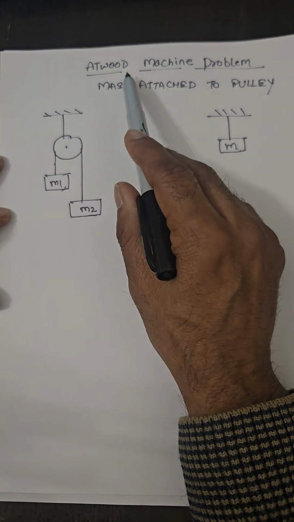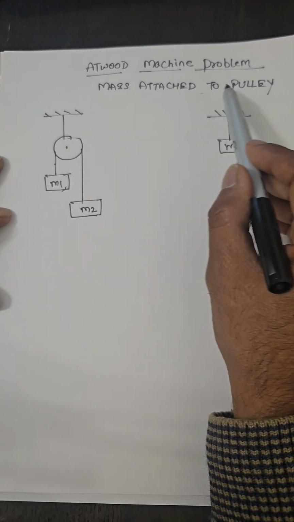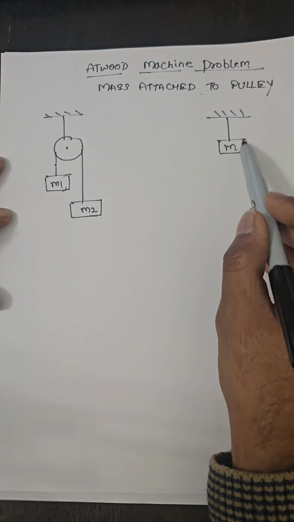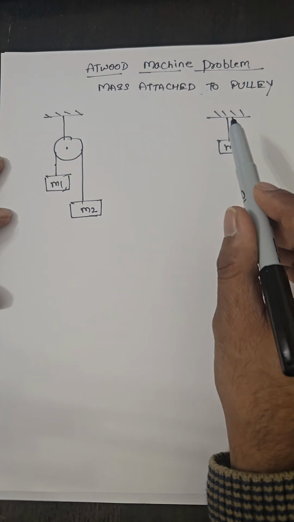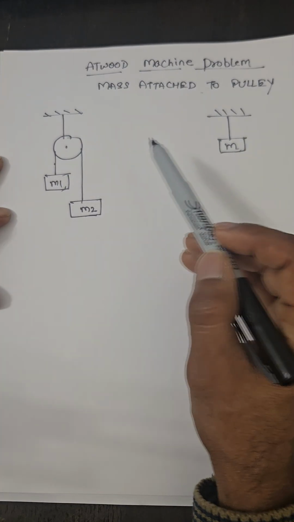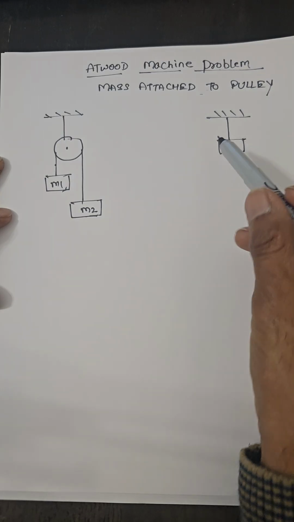Dear students, I will teach you how to solve the Atwood machine problems in which mass is attached to the pulley. So in this case, you can see this mass is attached to a string. Before going to the pulley problems, we'll try to understand the basic concept. In this case, mass is attached to a string.